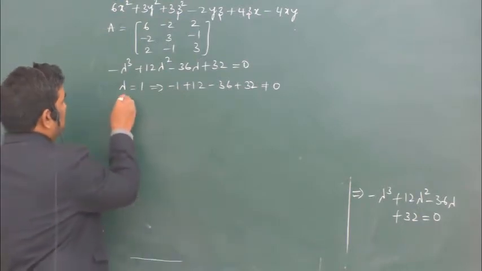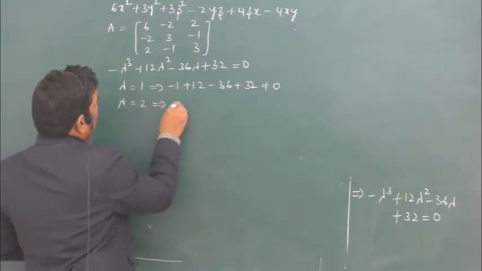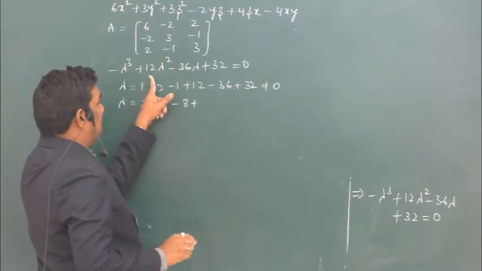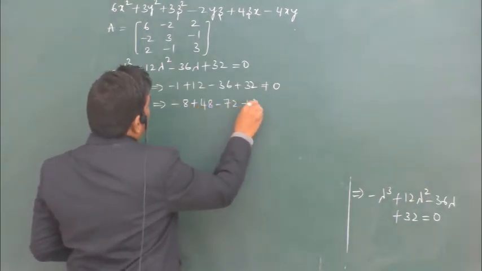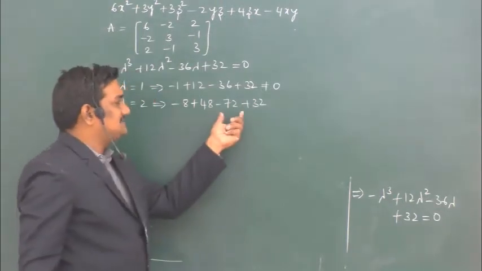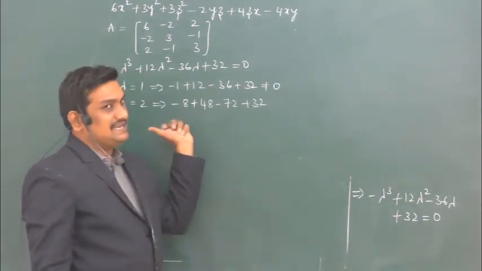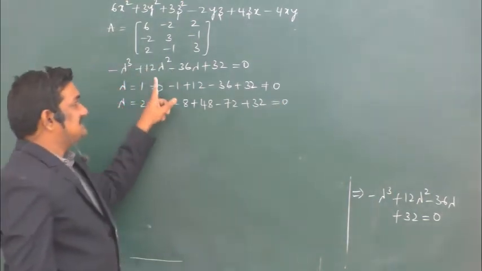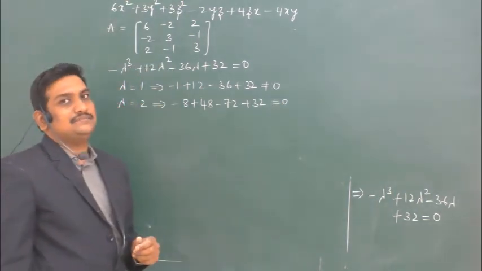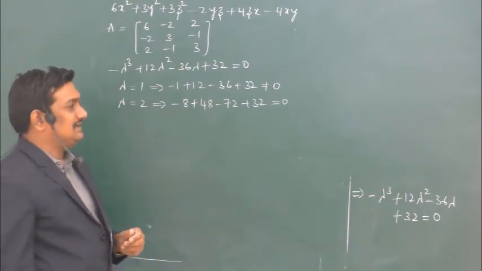Now let us start with 2. It is minus 8 plus 12 into 4, 48, minus 72 plus 32. It is 48 plus 32, 80. 80 minus 80 is 0. Since 2 satisfies this equation, by the remainder theorem, lambda minus 2 is a factor here.